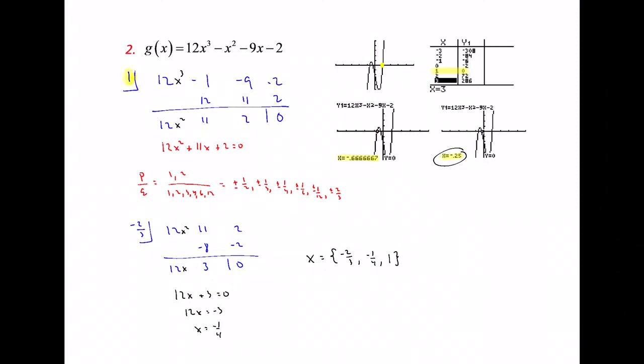I use synthetic division again on x equals negative 2/3, and then I solved 12x plus 3 to get my last root. Or, as I said, you could have potentially solved this right here, the 12x squared plus 11x plus 2, and got the other two roots that way.